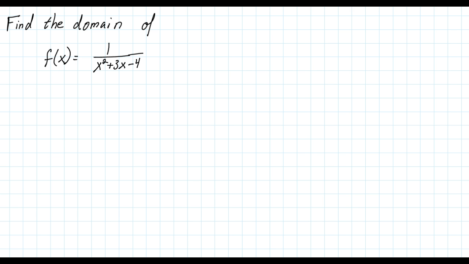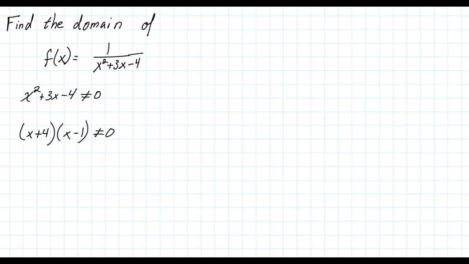Let's try. F of x equals 1 over x squared plus 3x minus 4. So we're going to do exactly what we did before. X squared plus 3x minus 4 is not equal to 0. So now we're going to remember how to solve quadratic equations. We'll factor. So this is going to factor as x plus 4, x minus 1 is non-zero.